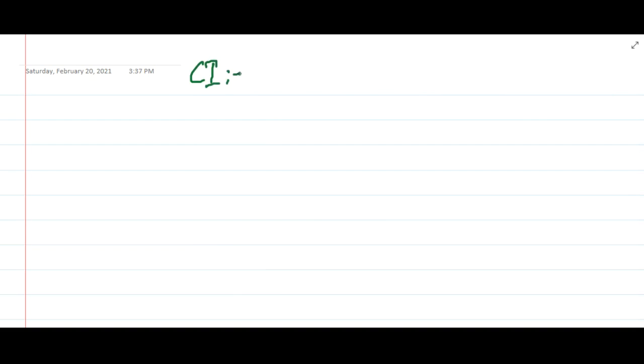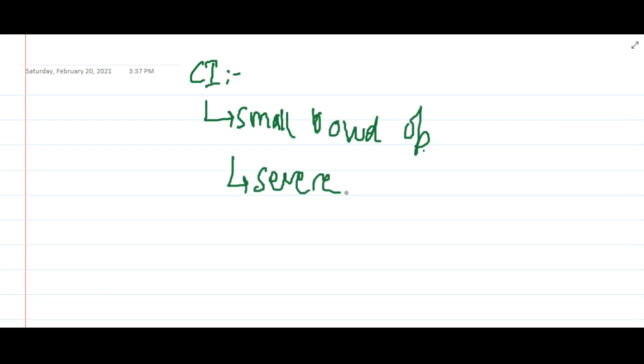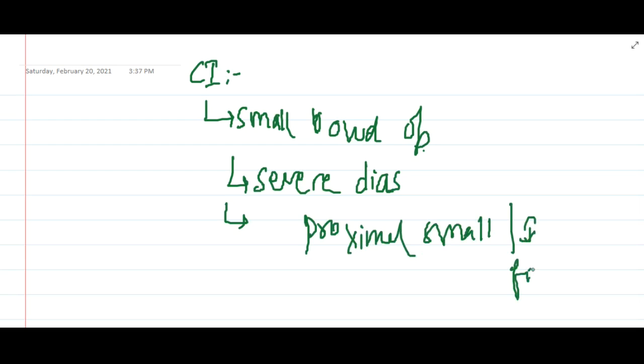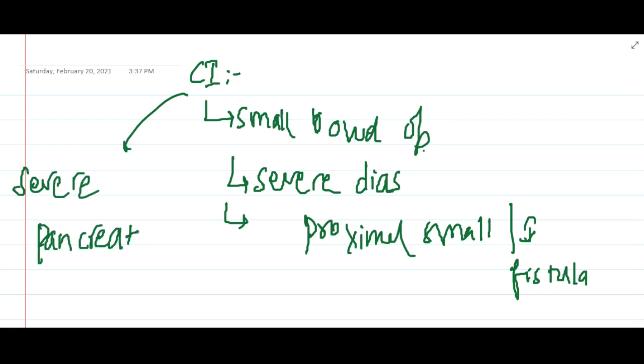Enteral nutrition is contraindicated if there is small bowel obstruction or ileus, or any severe diarrhea, or any fistula involving the proximal small intestine. It is also contraindicated in severe pancreatitis. In acute pancreatitis, feeding jejunostomy and enteral nutrition is the treatment of choice, but for severe pancreatitis it is contraindicated.